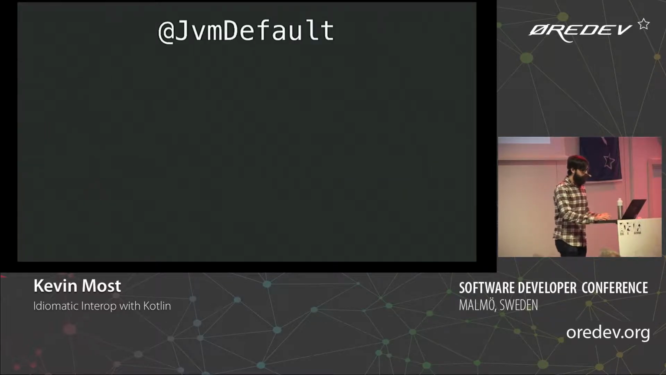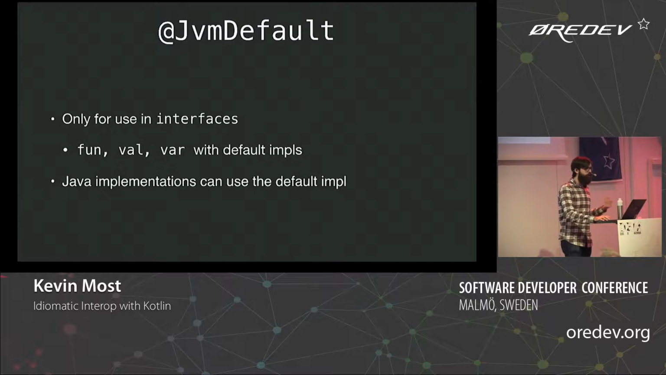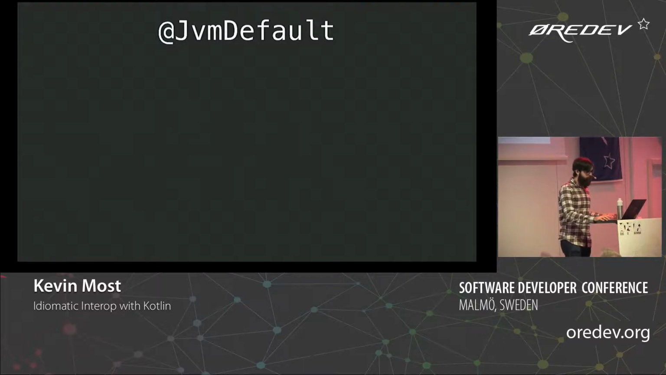Another new one I want to touch on, it's not a complicated one, but it is new as of 1.2, so it's just good to know, is JvmDefault. And you only use it in interfaces on funs, vars, and vals that have a default implementation. It basically just allows Java to use your default impl as well. Because Kotlin has always had default implementations since 1.0, and Java's had it since Java 1.8.